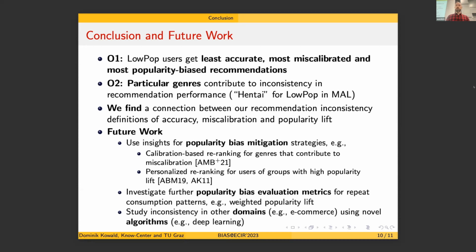Then, of course, we need to work on some definitions, some metrics. We've seen this popularity lift metric does not work in this Last.fm case, where we have repeat consumption patterns. So we need some form of a weighted popularity lift metric. So this is also something that we want to investigate. Yeah, and of course, look in other domains. In this paper, we only looked at these media domains of movies, animes, and music. But we also want to look at e-commerce, for example, and of course, on more algorithms, so more novel ones.